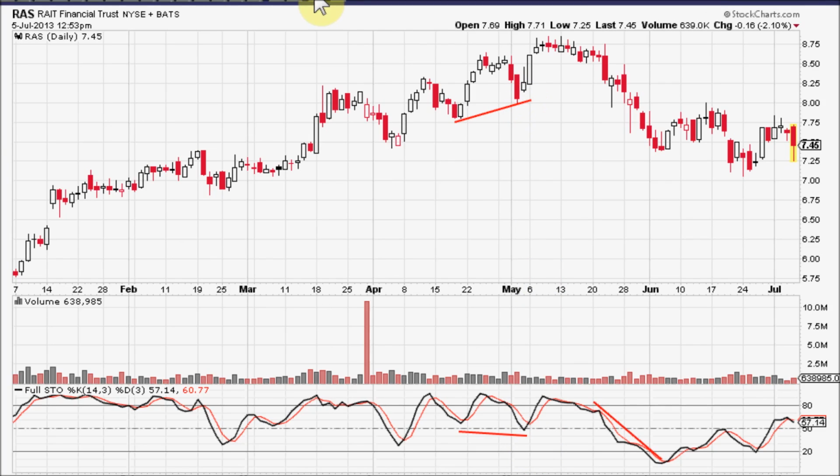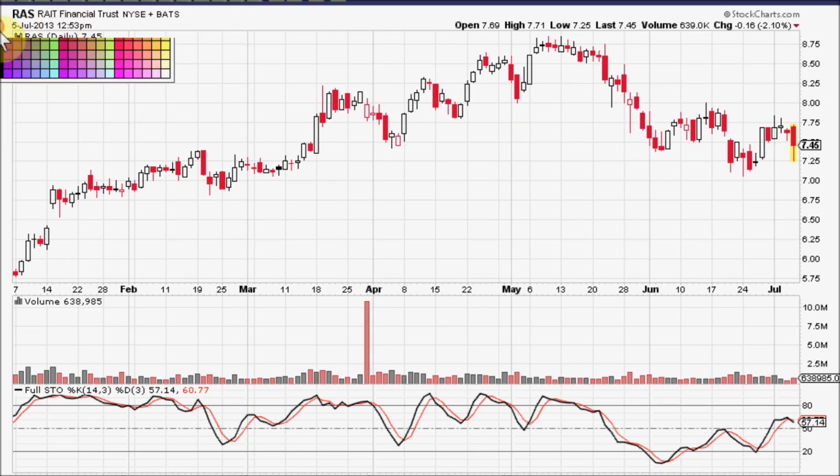Let's talk about bullish divergences. We've got one of those going on right now. A bullish divergence is when the lows of the stock price are lower, but the highs on stochastics are higher.